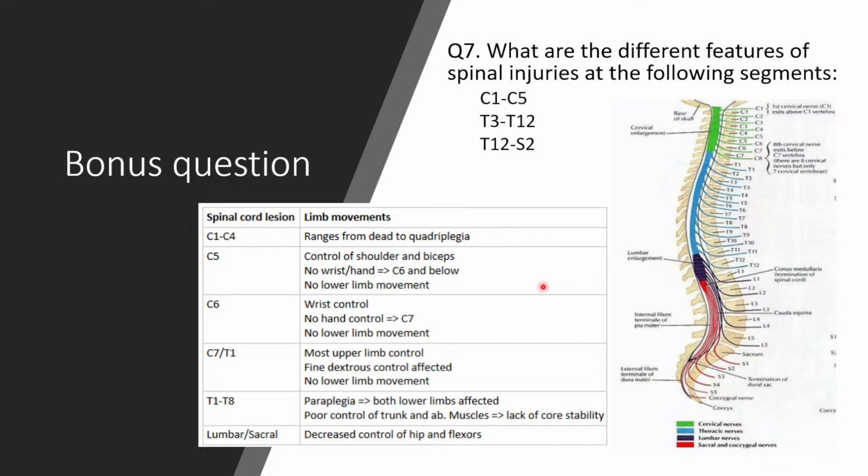Between T12 and S2, you will have lower motor neuron signs in the lower limbs because of the spinal cord terminating at L1. So from L1 downwards, which we can see here, it's a lower motor neuron problem. So if you have a spine lesion at L2, well, that will cut through the lower motor neurons, not the spinal cord. And there'll be decreased control of hip flexors.